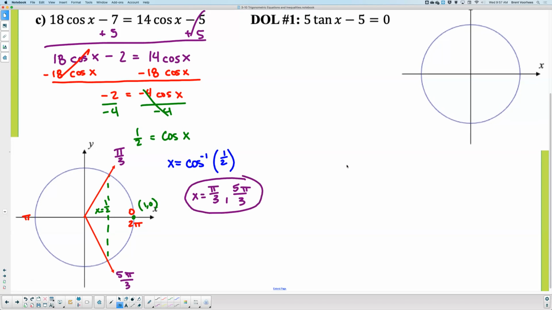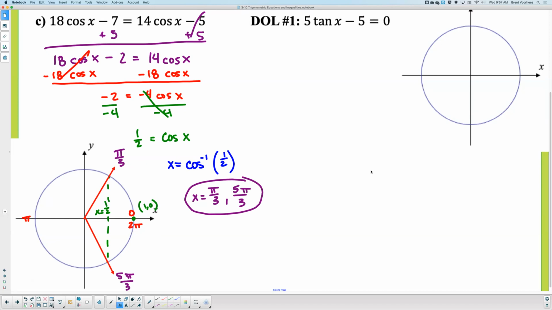Now that you've seen me go through this a few times, I'm going to let you try this tangent. Remember, tangent is what ratio? It's going to be y over x. Yep. And tangent also, is tangent y's, is tangent x's, or is tangent going to appear like slope when you use the unit circle? It's going to be a straight line. Yep. So you're going to find your answers as a straight line. All right, go ahead. DOL number 1.